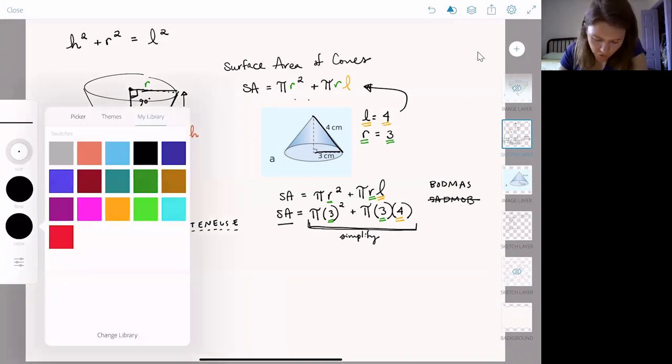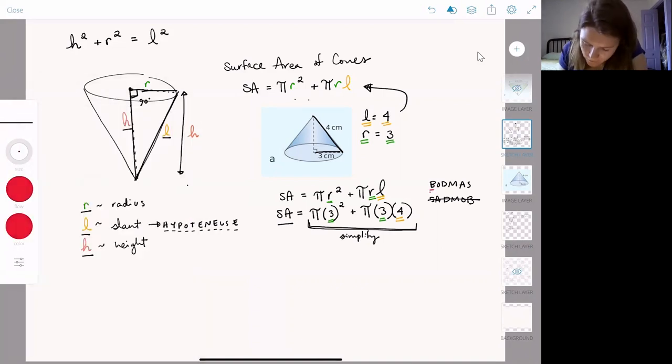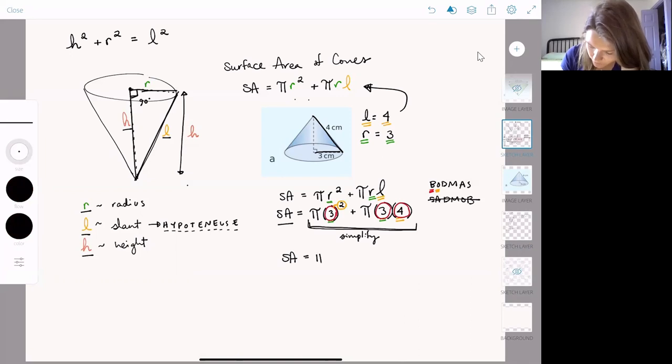Okay, so starting out first, B for brackets. When I look inside my brackets, I don't have anything that needs to be simplified inside of my brackets. So I can go ahead and move on to the next stage, which is O for exponents. So here I've got my exponent. I want to apply this first before I go any further. So surface area equals pi times 9 plus pi times 3 times 4.